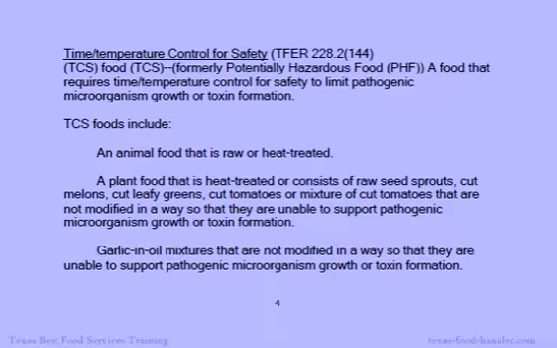Time temperature control for safety. A food that requires time temperature control for safety to limit pathogenic microorganism growth or toxin formation. TCS foods include an animal food that is raw or heat-treated, a plant food that is heat-treated or consists of raw seed sprouts, cut melons, cut leafy greens, cut tomatoes or mixtures of cut tomatoes that are not modified in a way so that they are unable to support pathogenic microorganism growth or toxin formation. Garlic and oil mixtures that are not modified in a way so that they are unable to support pathogenic microorganism growth or toxin formation.